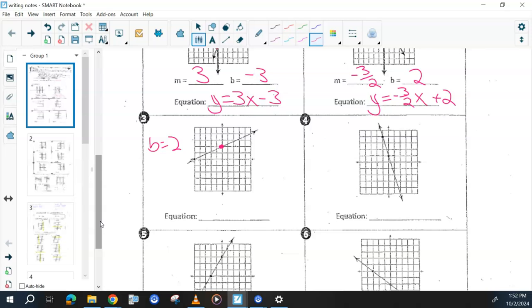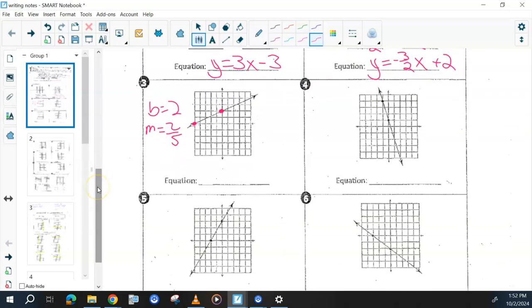Then there is another point right on the arrow. What is that slope? Here to here. 2/5. So then what is that equation? 2/5x plus 2.